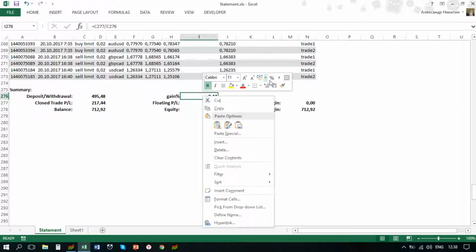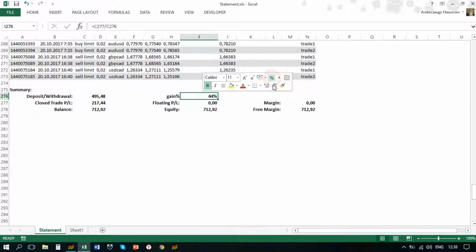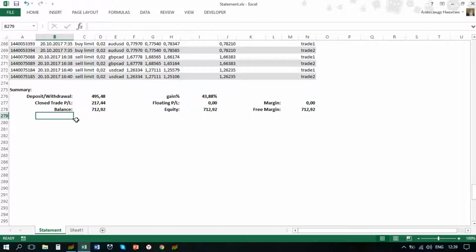Let me turn it into a percentage. Okay, roughly 43.88% gain over the course of 9 weeks. What is that, 2 months and 1 week? Over the course of 2 months, 43% generated. Let's calculate some other stuff.